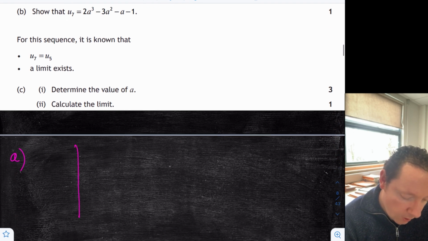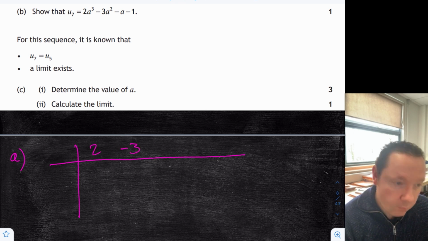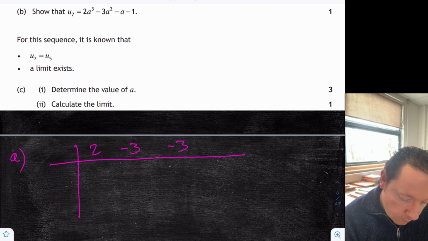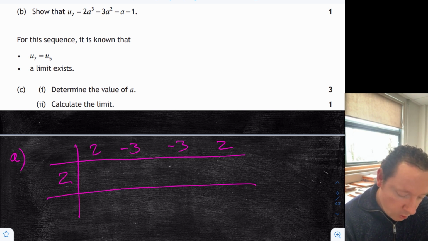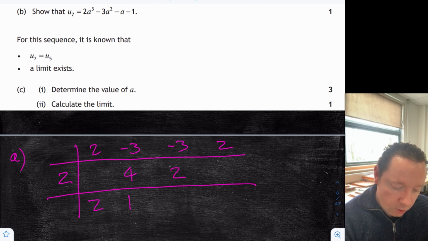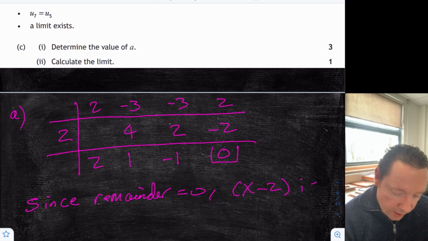So we can set up our synthetic division. We've got 2, minus 3, minus 3 and 2. And it was x minus 2 is a factor, so we can sub 2 in. So dropping a 2 down, 2 2s is 4. 4 minus 3 is 1. 2 1s is 2. 2 minus 3 is minus 1. 2 times minus 1 is minus 2. And we get 0. And therefore, since the remainder is 0, x minus 2 is a factor.